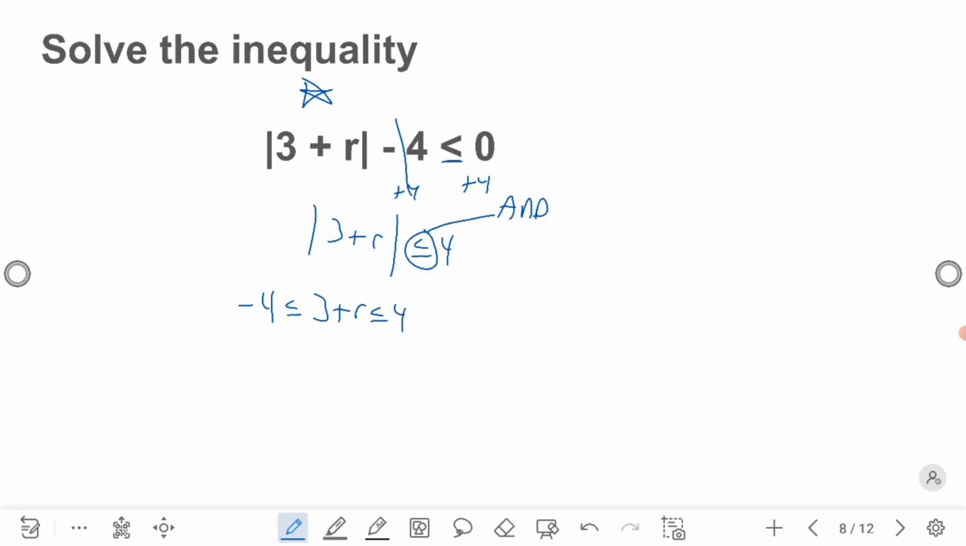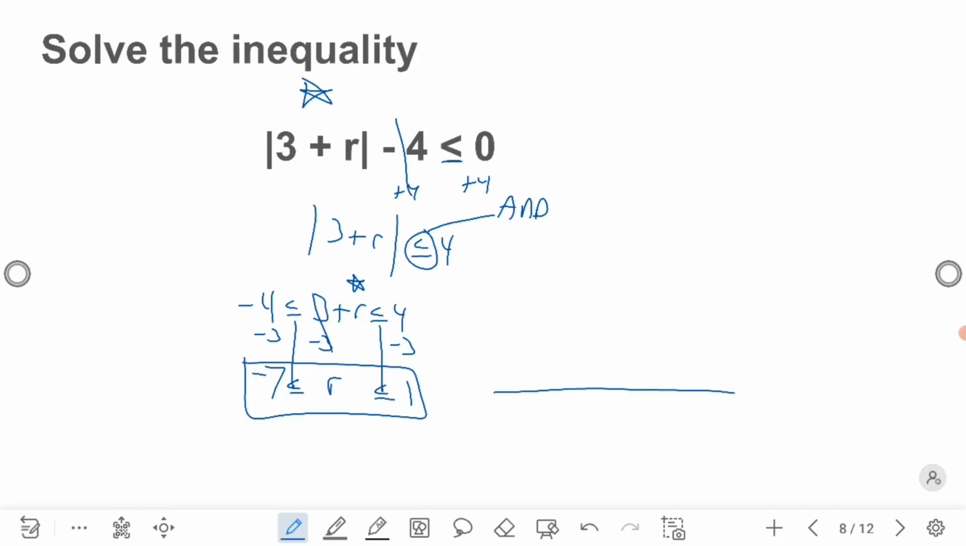So now when I'm solving, the r is in the middle, so I need to get the r by itself. So it's a positive 3, so I subtract 3 from all parts. So negative 4 minus 3 is negative 7. Less than or equal to r, less than or equal to 4 minus 3 is 1. Okay, so there's my inequality.